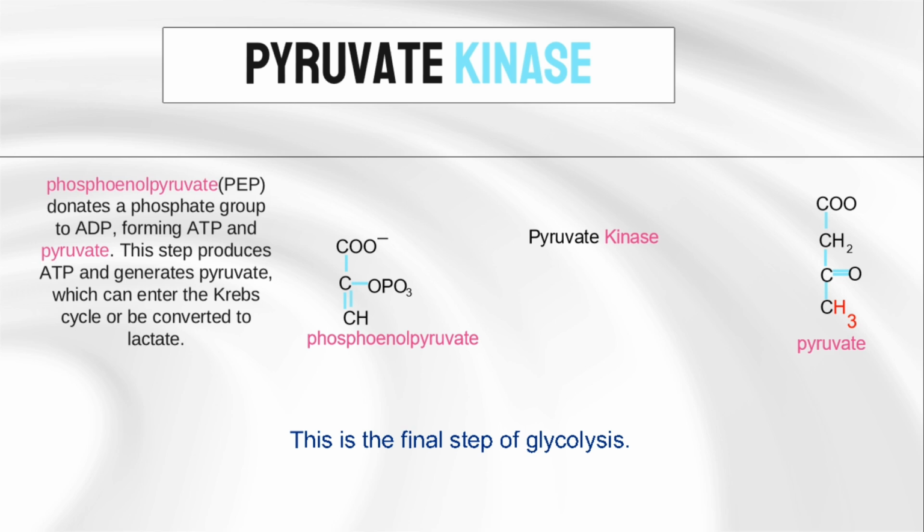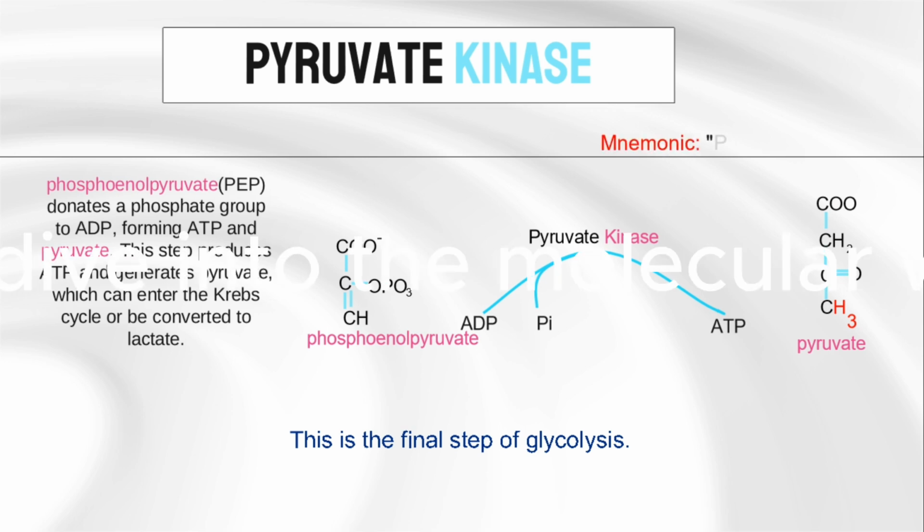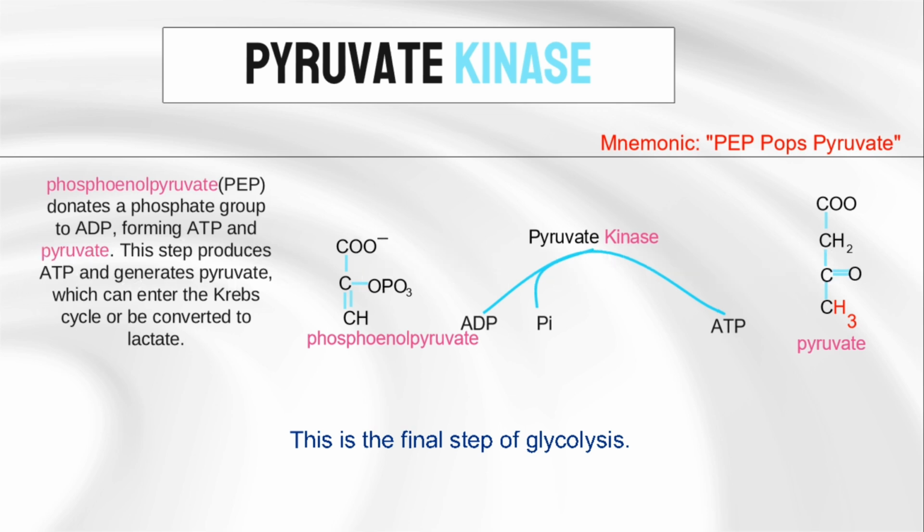Let's paint a vivid picture. Imagine PEP as a sparkling firework, ready to explode. As it hands over its phosphate to ADP, it bursts into a brilliant display, forming ATP and pyruvate in a flash of biochemical brilliance. This moment is perfectly captured by our mnemonic: PEP pops pyruvate.